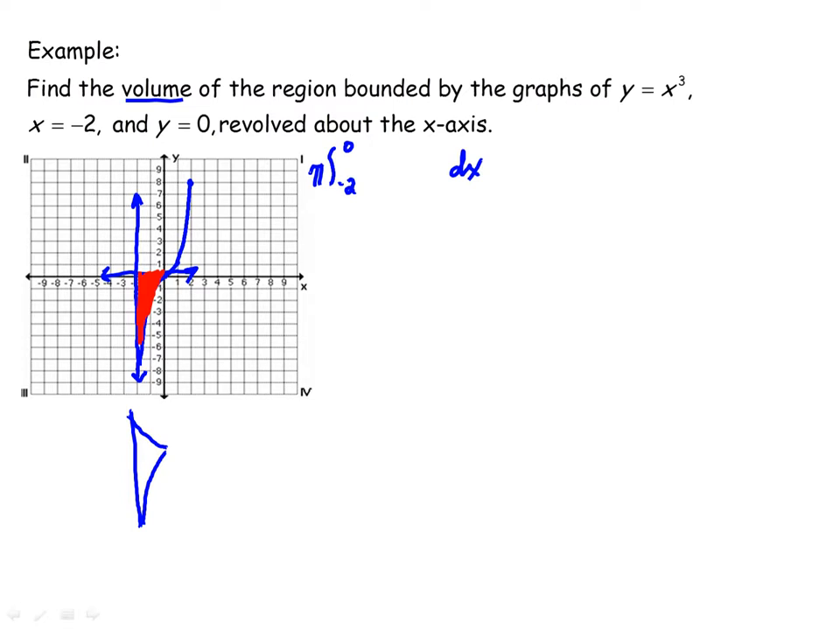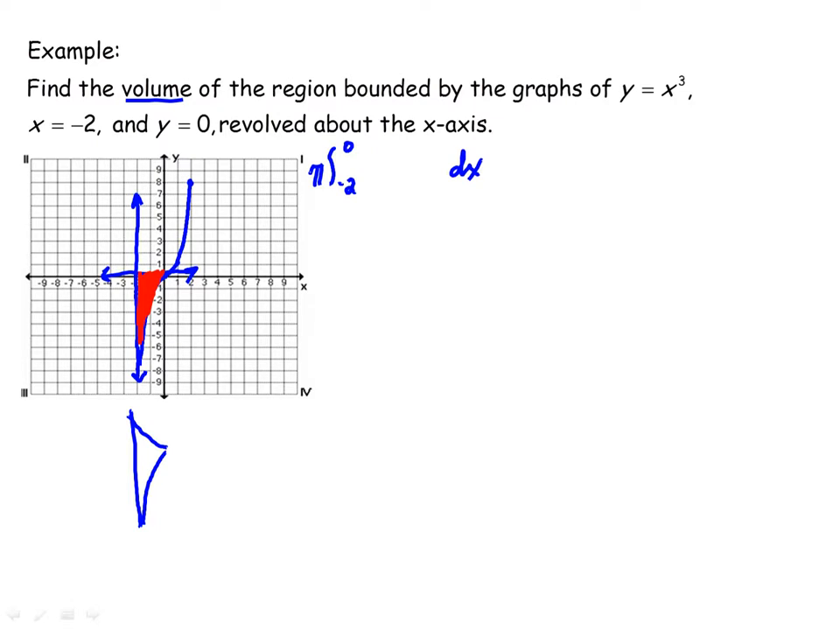R sub x boundaries, top minus bottom. Please don't get that confused. You're sitting there telling me right minus left. We're not doing an R sub y region. We're doing an R sub x. Top minus bottom.